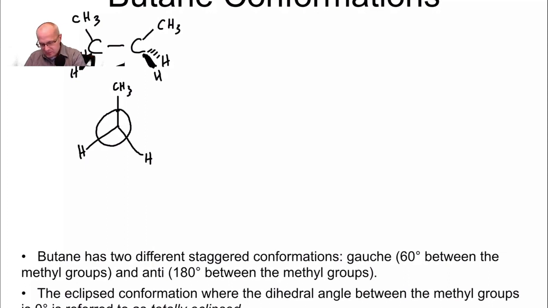Let's change the color. Now here we have two large groups in an eclipsed conformation. So the two large groups are eclipsed. This is called total eclipse. Total eclipse, or totally eclipsed, if you will.